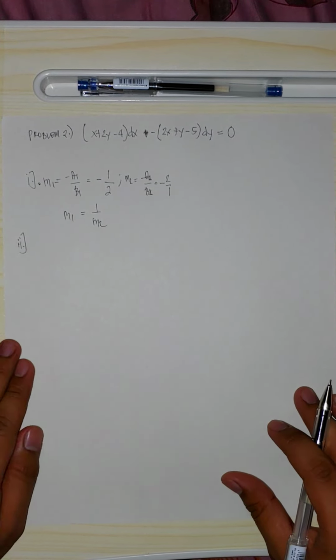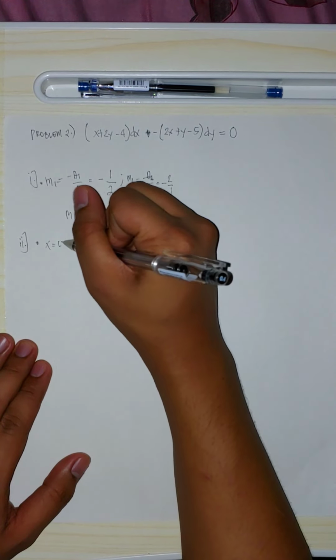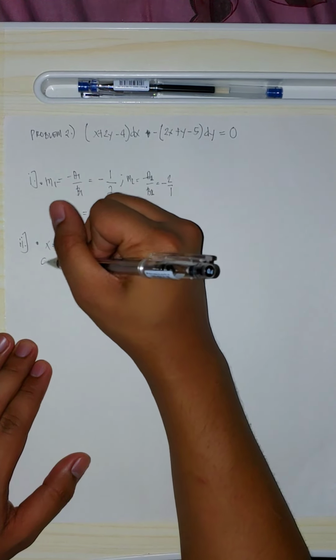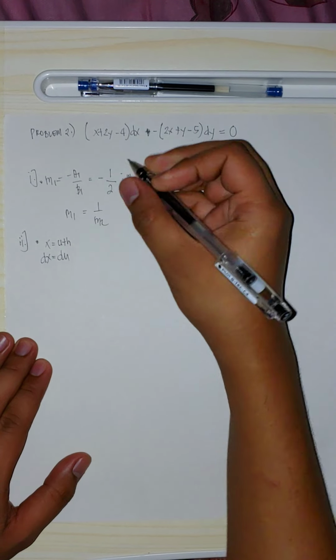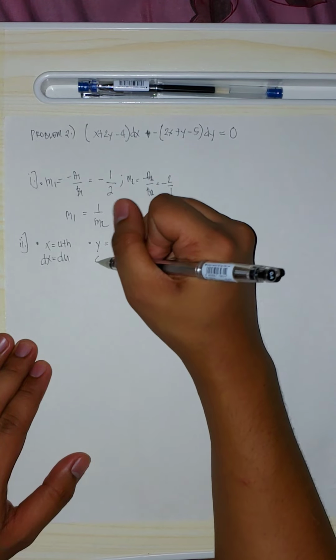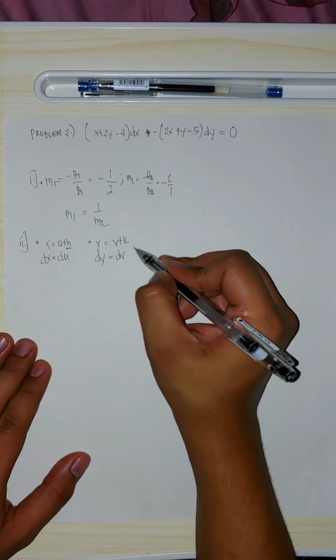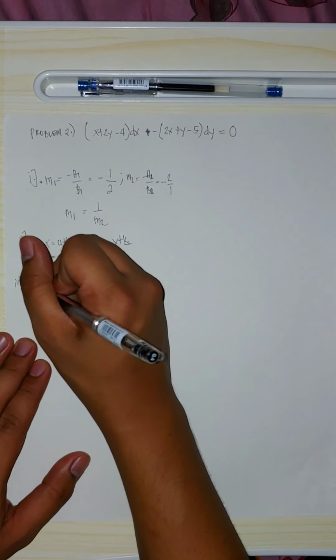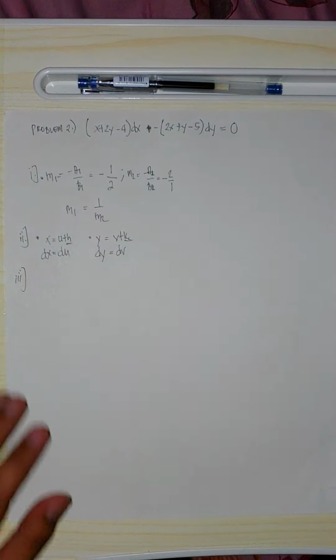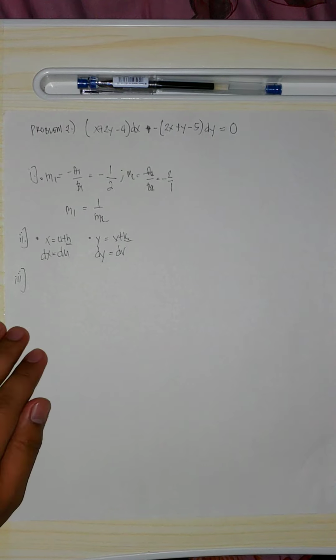So next, since we already know that this is case number 2, we let x equal u plus h, and then dx is equal to du, and y is equal to v plus k, and dy is equal to dv. The problem is we still do not know what h and k are. At the point where they intersect, the values of x and y are the same, right?